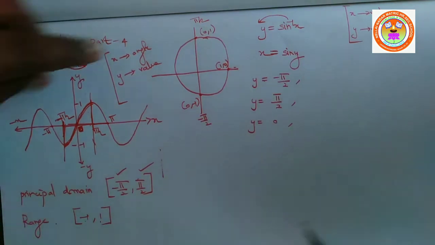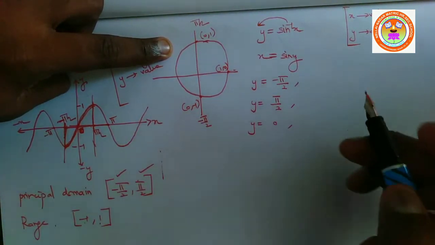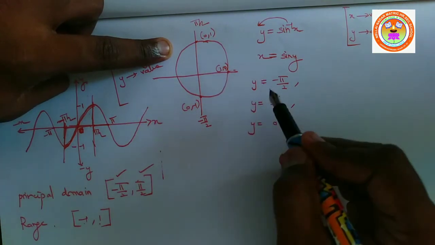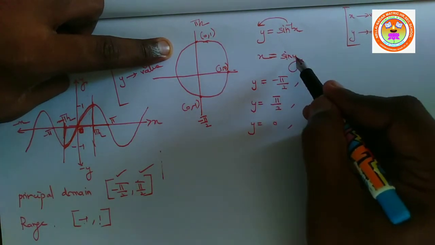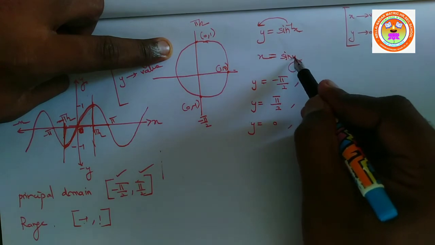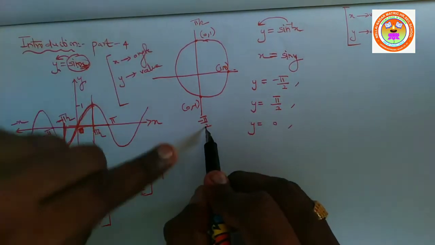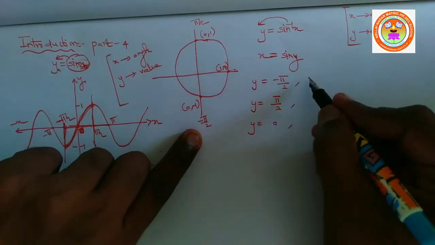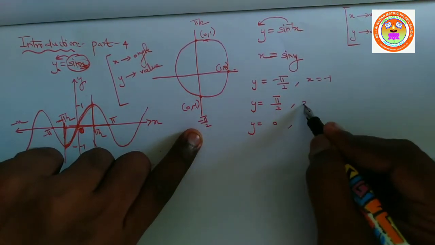Plus pi by 2, minus pi by 2. Now we're going to find the value. The first value is cos, the second value is sine. So, sine of minus pi by 2. Where is this? Sine of minus pi by 2 is nothing but minus 1. So x is equal to minus 1.